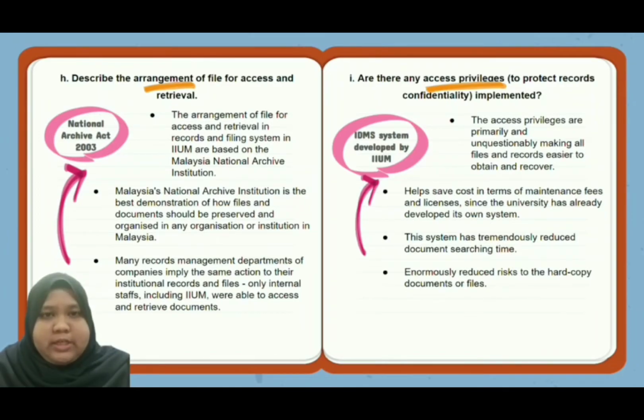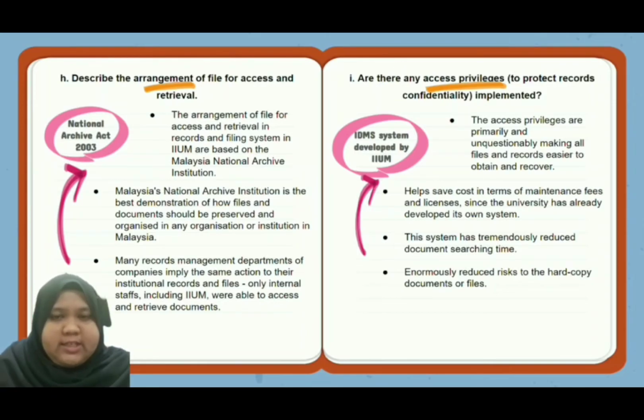The last question, question I: are there any access privileges to protect records confidentially implemented? The access privilege primarily is that all files and records are easier to obtain and recover. Moreover, it helps save costs in terms of maintenance fees and license, since IIUM uses its own system, and it has tremendously reduced document searching times. This means that several users are able to retrieve the same file simultaneously.